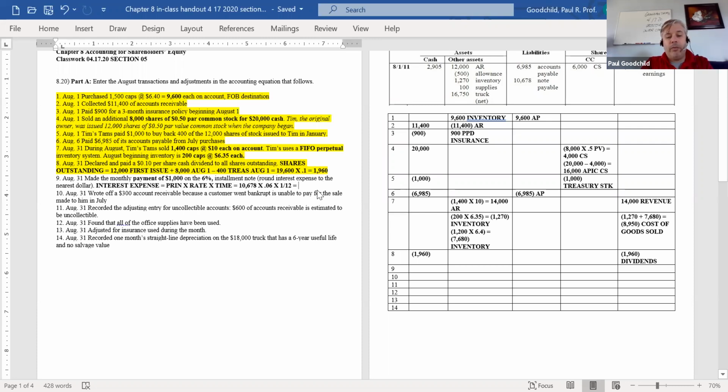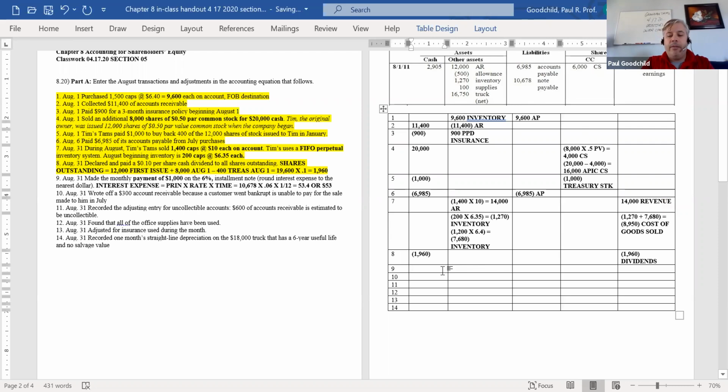And that equals 53.4, or rounded to 53. So somebody asked where the 10,678 comes from. In our liabilities column, we're making a payment on our note payable. So that's right there. Okay.